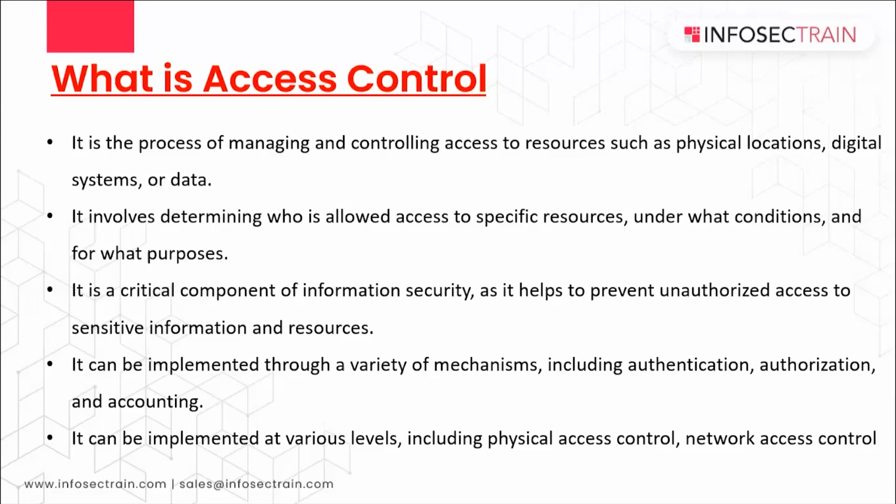It can be implemented through a variety of mechanisms, including authentication, authorization, and accounting, and can be implemented at various levels, including physical access control, network access control, and so on. Access control is a process of granting or restricting access to resources, systems, data, or information based on a set of predefined rules or policies. The goal of access control is to ensure that only authorized individuals are able to access and modify your sensitive information, right? Access control mechanisms can be implemented using a variety of techniques such as passwords, biometric authentication, and all those things.